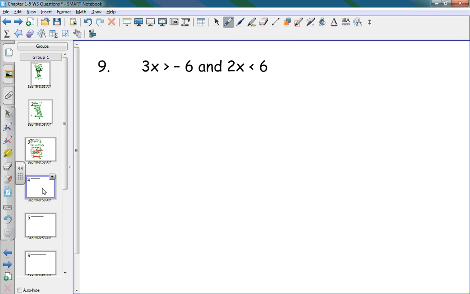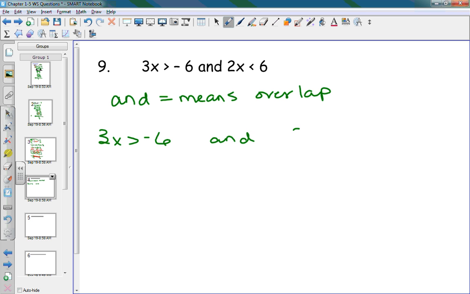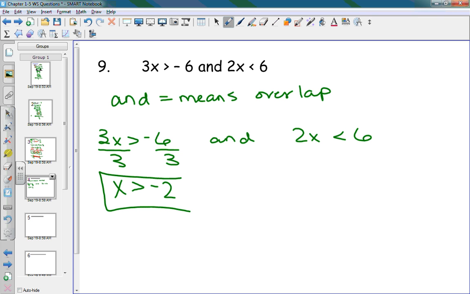Number 9, this is an "and." What does "and" mean? And means to overlap. So what we're looking at here is we're going to solve these two equations and put them on the same number line. What you're going to see is they're going to overlap. So we're going to have 3x divided by 3 and negative 6 divided by 3. Did I divide by a negative? No, I did not, so I keep the greater than symbol. That gives me x is greater than negative 2.